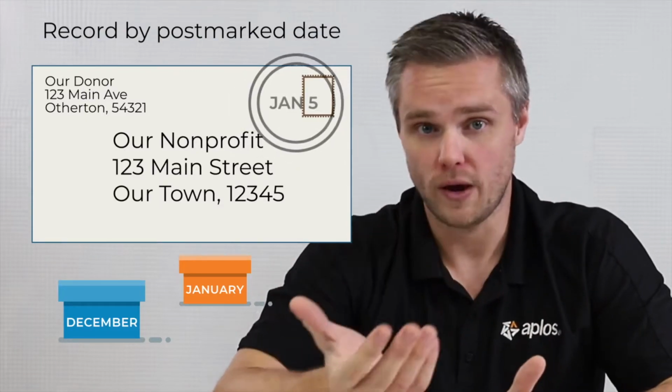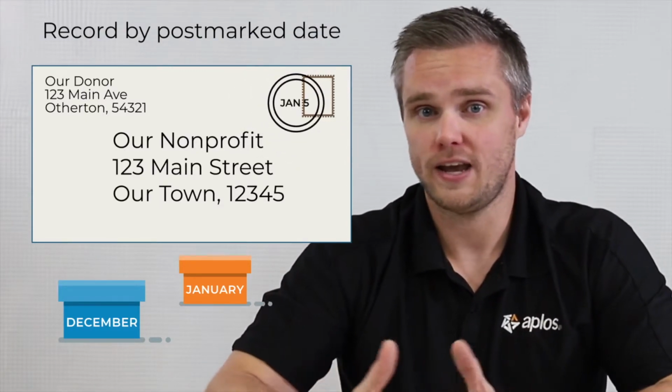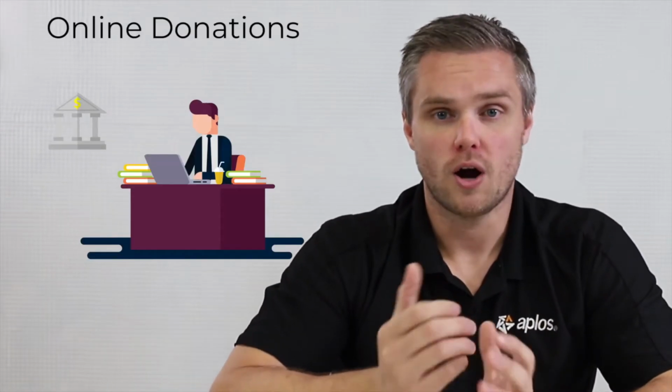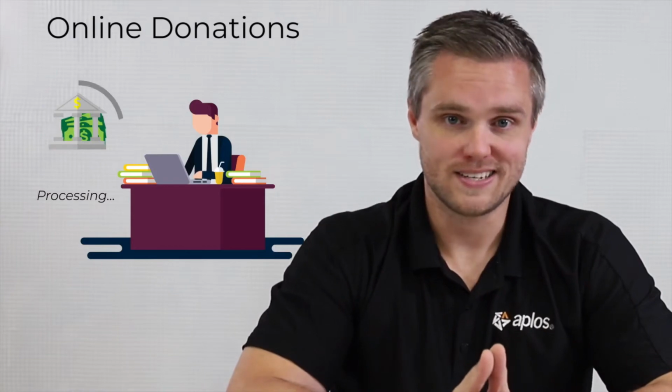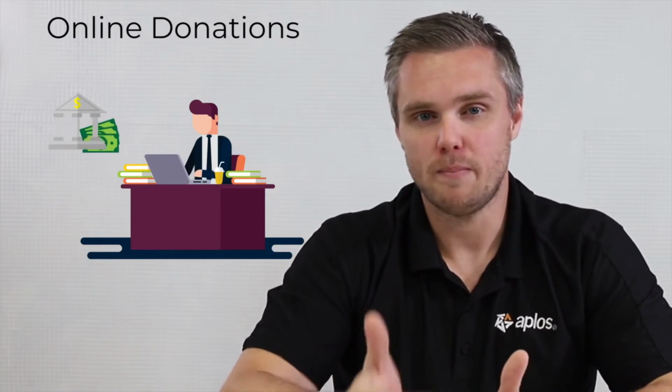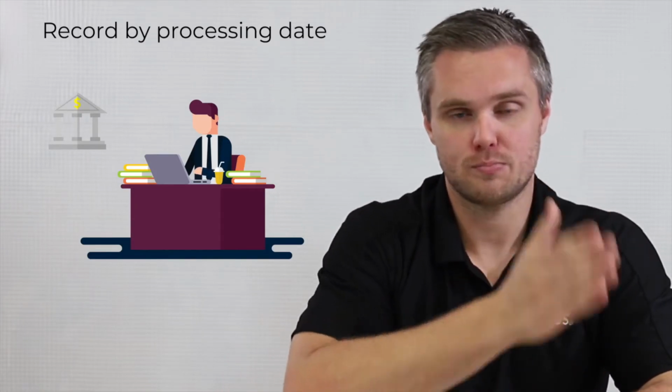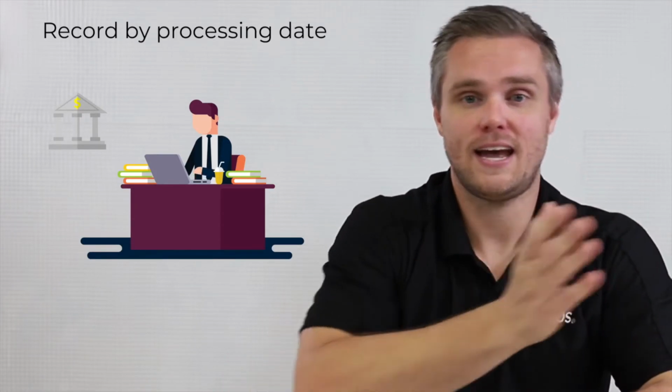If you get something the other way, where in January you got a check and it was mailed in January, that is now the new year's donation. So again, only donations that have been postmarked by December 31st will count in that prior year. For online donations, this goes by the processing date. So even if you get the money technically in January, if that transaction occurred and was processed in December, it counts as a December donation.